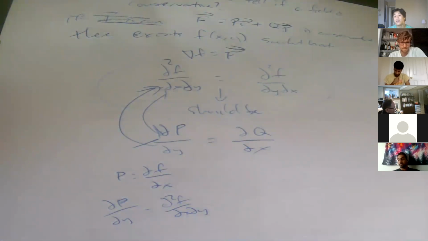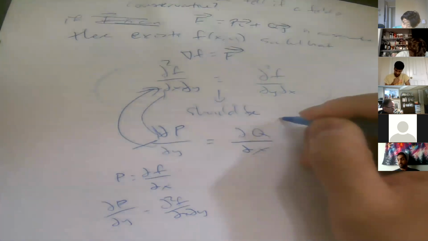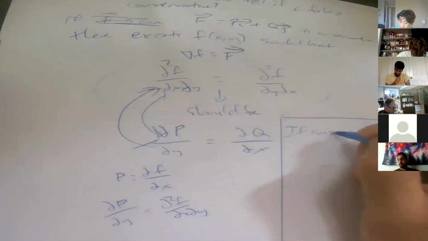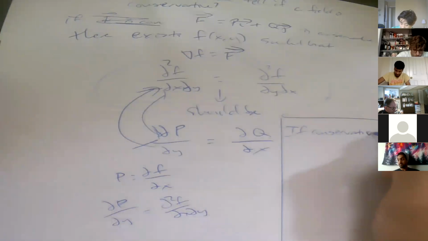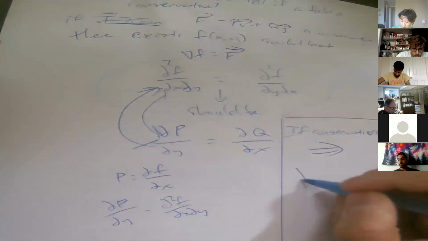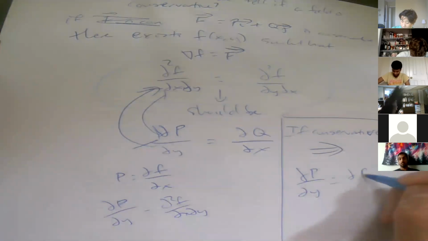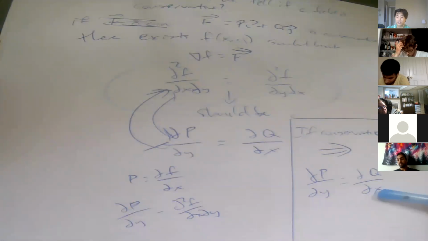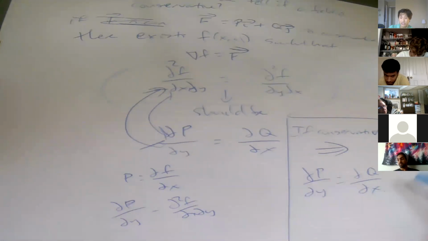So what does this say? This says, if conservative, then this stuff happens. Okay? So we can check if something is not conservative very quickly by checking if it satisfies these equations. If it fails these equations, it can't be conservative.